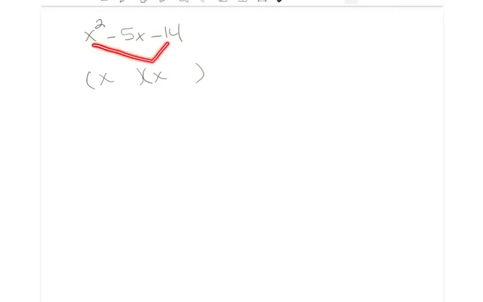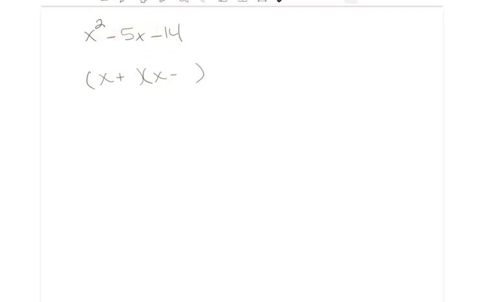A times c is negative 14, right? So we've got to get a negative number. To get a negative number, I know that my signs have to be positive and negative, right? So I'm multiplying to get negative 14, or just 14, so that's 1 and 14 and 2 and 7. I know that my signs are going to be the opposite, so I'm going to subtract them. And I have to get a difference of 5. So 1 and 14 is only going to give me a difference of 13. 7 and 2 is going to get me to 5.